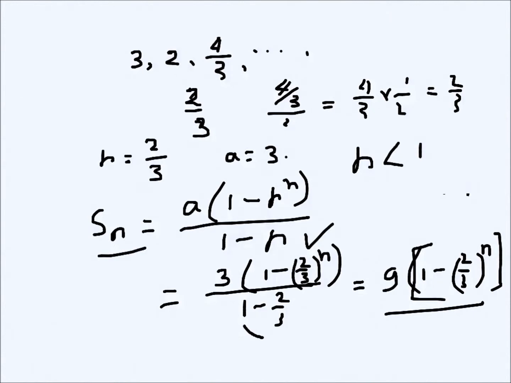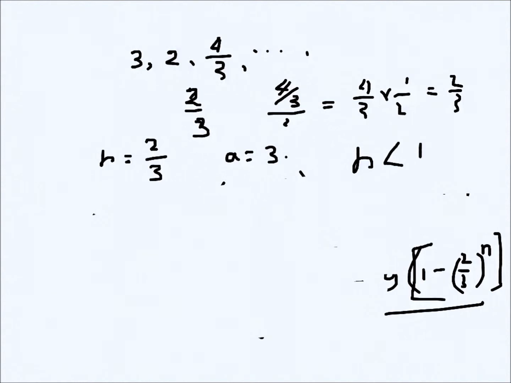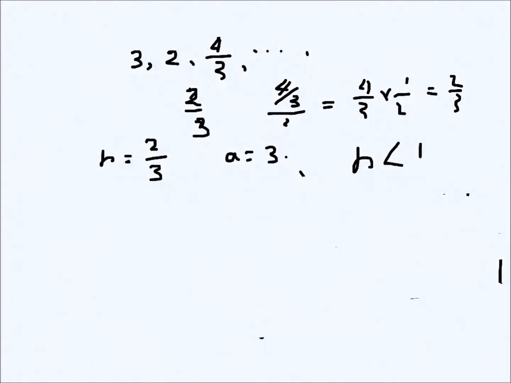The second one says, explain why the geometric series has a finite sum. That means a limiting sum. Limiting sum means if the geometric series goes up to infinity, the sum is a finite value. We can see it does have a limiting sum because the magnitude of r is less than 1. It satisfies this condition, so it does have a limiting sum.